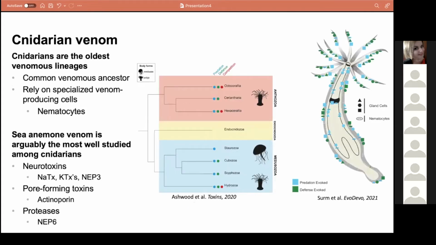So cnidarians consist of jellyfish, hydroids, corals, and sea anemones. And this is a phylum that is actually typified or defined by its venom system. So these animals all share a common cell type called a nematocyte. And this is a small cell type that injects venom using a harpoon-like structure.